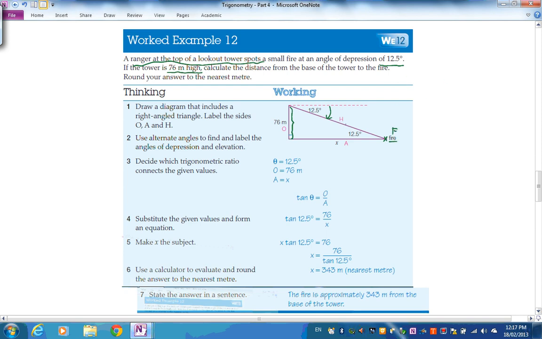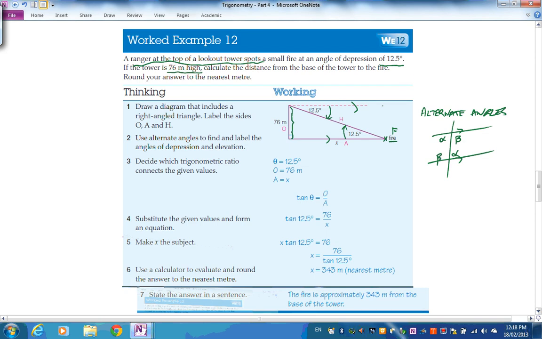Now we know, therefore, that this angle would also be 12.5 because that line is parallel to the ground, so we have a pair of alternate angles. Do you remember that between two parallel lines we have some properties connecting angles? These two are alternate and equal, and these two are alternate and equal between parallel lines. So we can use that.